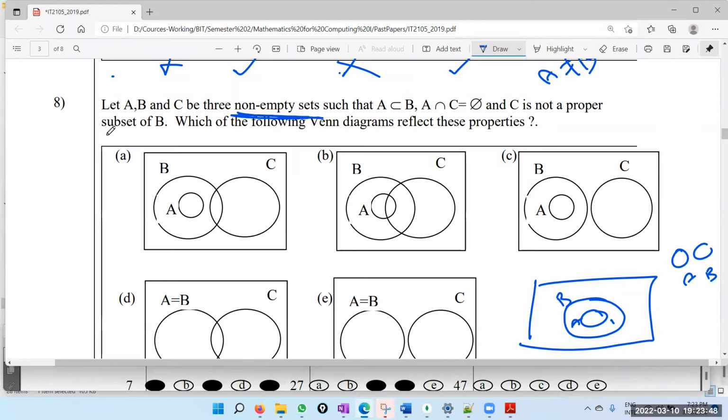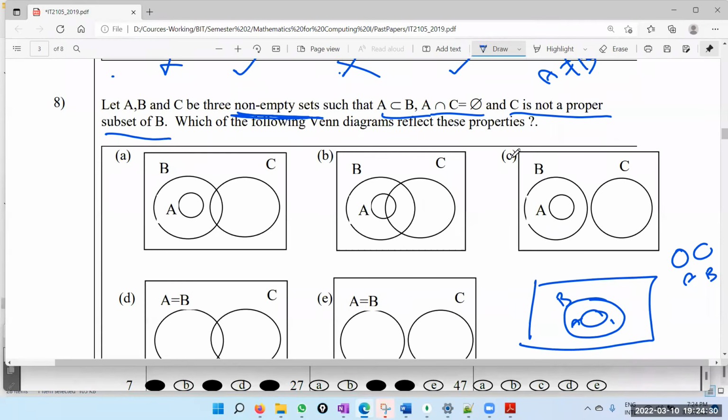C is not a proper subset of B. So those are three things. C is not a proper subset of B. So that means C is not 100% inside B. So that means your C cannot be here. Then C would be a proper subset of B. Right? And because A intersection C is 5, obviously C can't be here. So if they say C is not a proper subset of B, therefore C can't be here. Right? So this possibility is eliminated. Anyway, this is not possible.